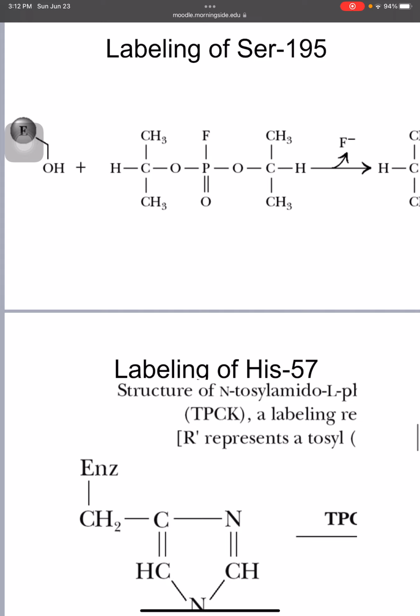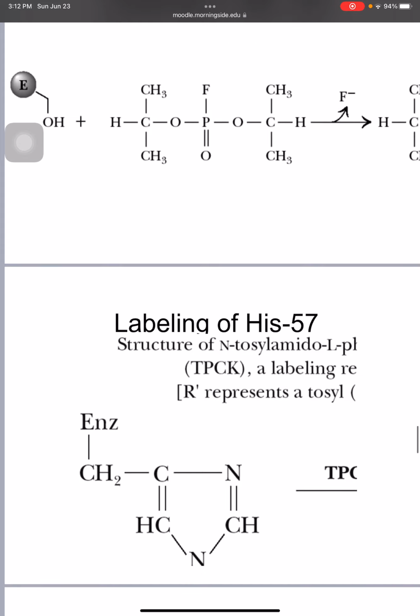Histidine 57 was blocked off with an ungodly sounding name, N-tosylamino-L-phenylethylchloromethylketone. Rolls right off the tongue, called TPCK for short. Well, histidine, of course, its characteristic feature is this 5-membered ring with a couple of nitrogens in it. And so basically, you formed an inactive amide with this compound, meant it couldn't have action.